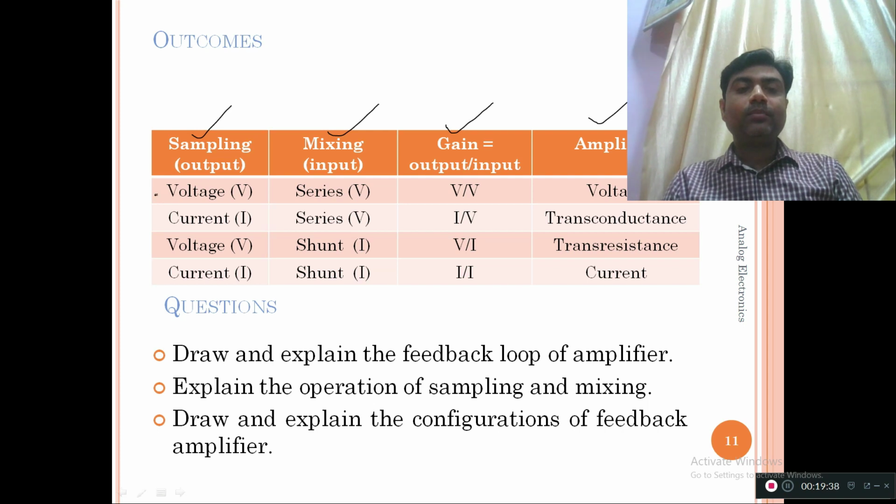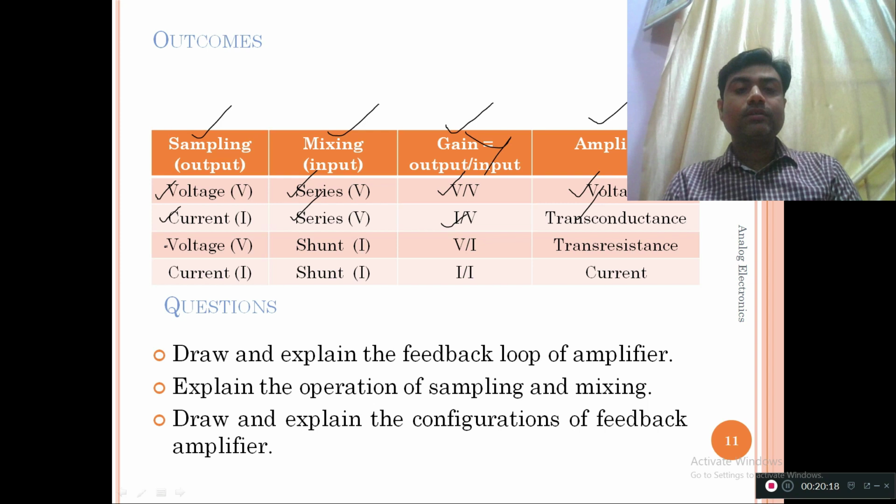So whenever we are sampling the output in the form of voltage, and we are mixing it at the input in the form of series, this has to be voltage upon voltage. So gain will be calculated in the form of Av, and that Av is nothing but the gain of the voltage amplifier. Again, if we are sampling the current at the output, and if we are mixing it in the form of series, so current upon voltage. Current upon voltage gives me the transconductance amplifier.